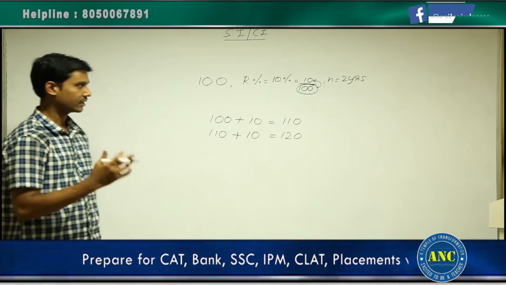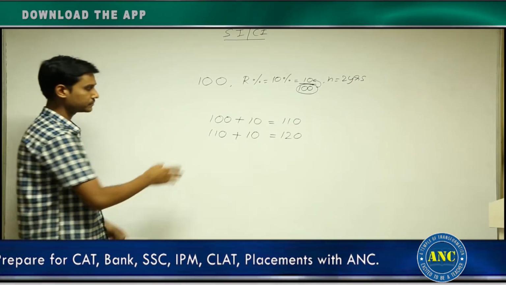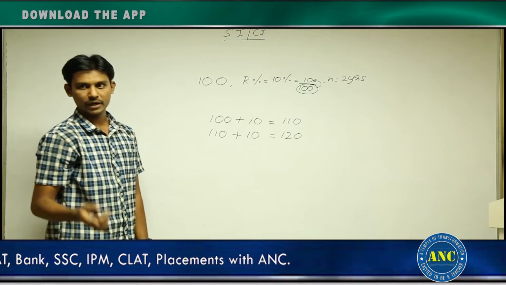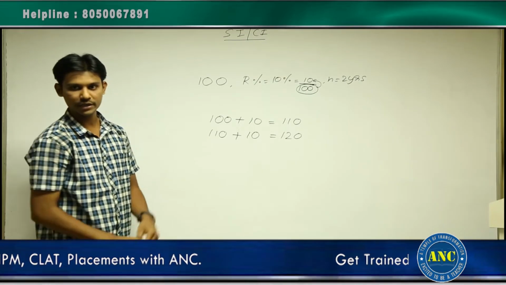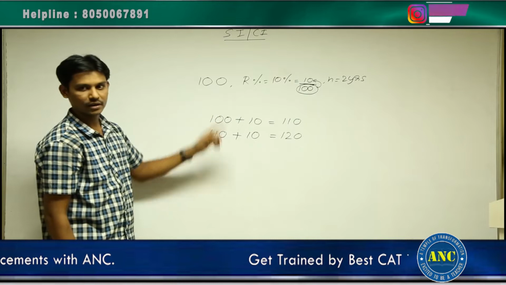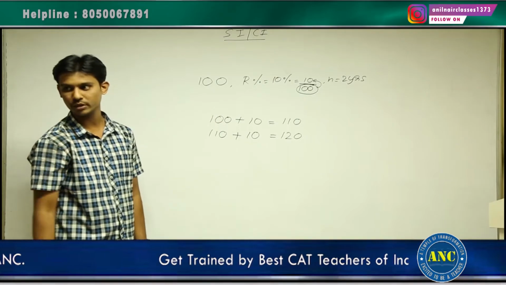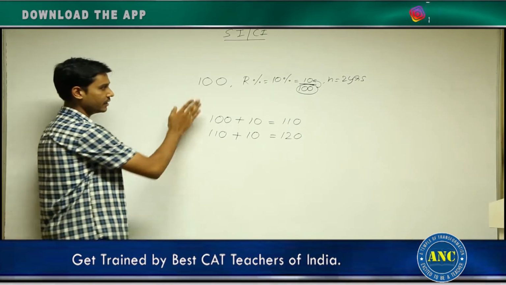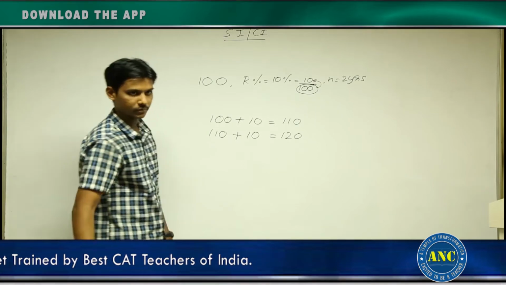Okay? Let us understand the terminologies. Listen to this carefully. 100 is the money which I took from you. What is the money which I took from you initially? 100. The money which I have taken from you is called principal. In our case, 100 is called principal.